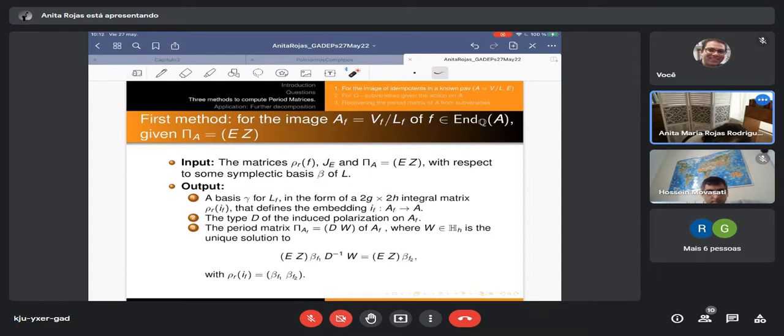So the input is the rational representation of the endomorphism. This is the matrix representing that endomorphism in the lattice of A, once you have a symplectic basis of A, where you have the polarization in the way that I showed you. So J_A is a matrix like that.